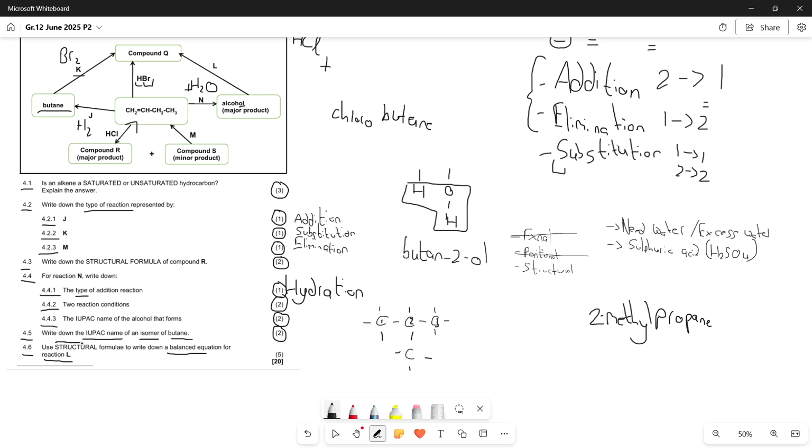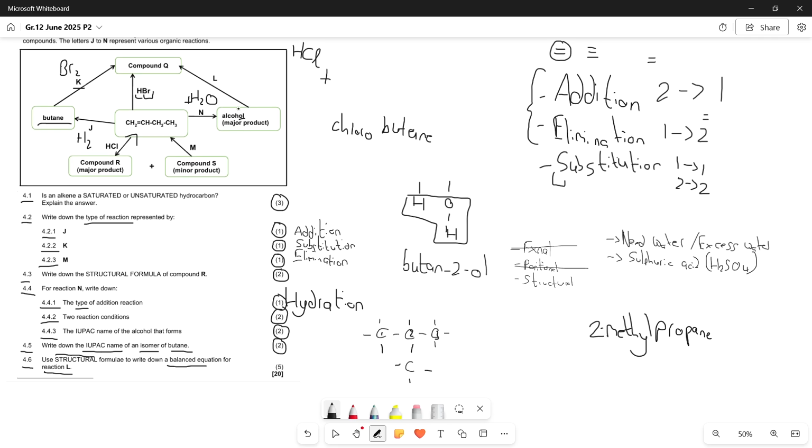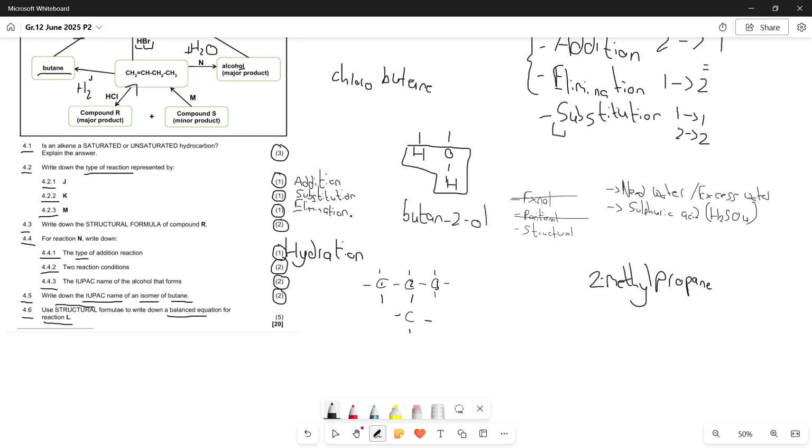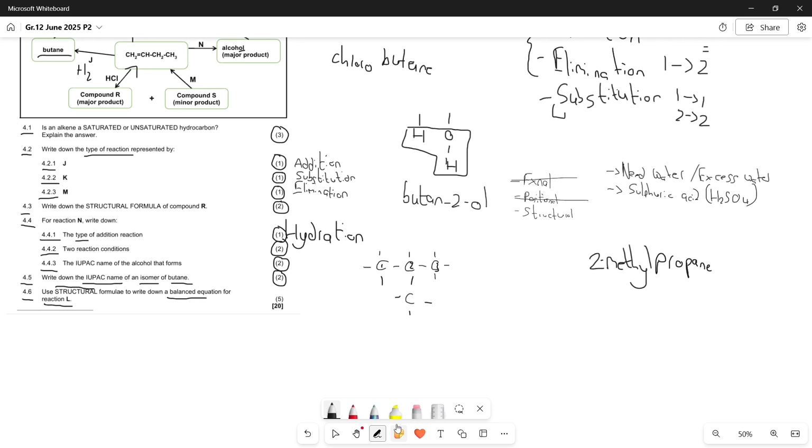Okay, and structural is in capital letters, so that's important. And this is for 5 marks. So structural formula for a balanced equation for the reaction of Al, where we have our alcohol joining up and forming our compound Q, which we saw was our haloalkane. Okay, so structural formula to write down the balanced equation.